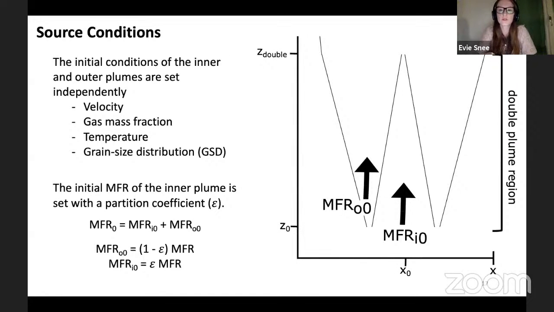Just a quick note on the source conditions of this model. The source conditions of the inner plume and outer plume can be set independently. These include velocity, gas mass fraction, temperature, as well as a grain size distribution. This goes back to the fact that because we have sedimentation, we need to know the sizes of what's in the plume. In relation to the initial mass flow rate, we say the initial mass flow rate is composed of what's inside the inner plume as well as what's in the outer plume, and we define what's in the inner plume by this epsilon, this partition coefficient.